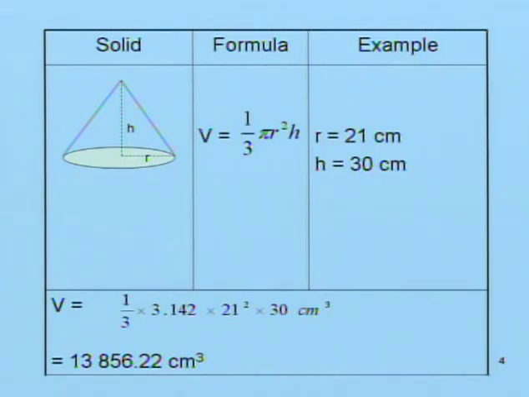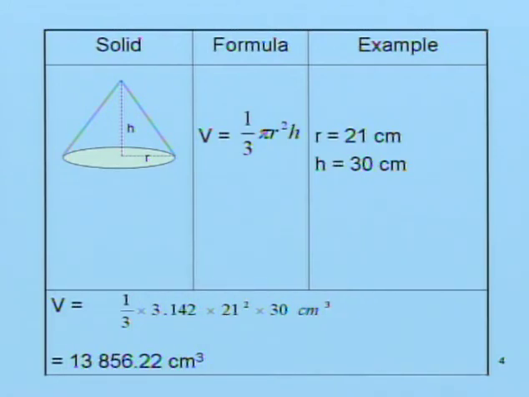We found the volume of the cylinder earlier. The volume of the cylinder is pi r squared h. If we know the volume of the cylinder, then it's easy to remember the formula for finding the volume of the cone, which is just 1/3 the volume of the cylinder. So V is equal to 1/3 pi r squared h.